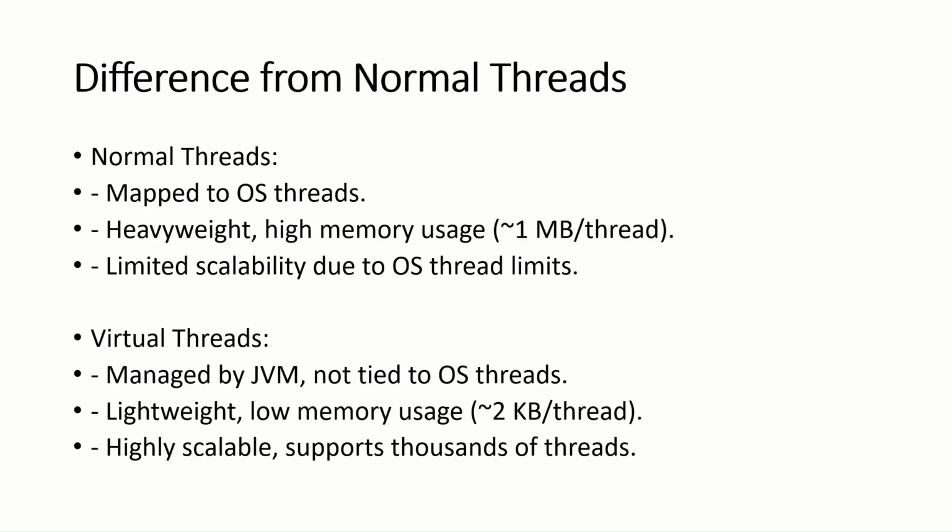Here I have listed down a couple of differences between the normal and the virtual threads. The normal threads are basically mapped to the OS threads. They are heavyweight, with high memory uses, and limited scalability due to the OS thread limit. Every OS has a thread limit, and the normal thread is mapped to the OS threads. That is why it has limited scalability. Its memory uses is 1 MB per thread. Coming to the virtual thread, it is managed by the JVM, not tied to the OS threads. It is lightweight, and it is highly scalable. So these are the differences between the normal thread and the virtual thread.